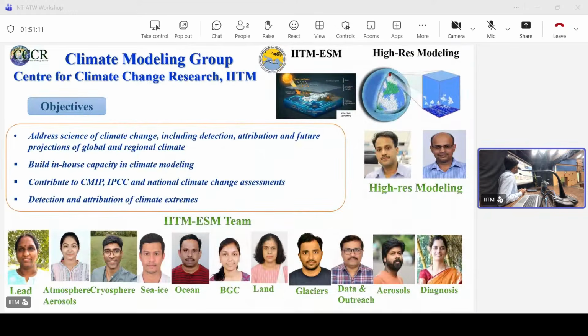So this is our group. Our objective is to understand the science of climate change, including the detection and attribution of climate extremes. And like Dr. Datta just mentioned, we are working towards building in-house capacity in climate modeling. We contribute to IPCC, CMIP, and the National Climate Change Assessment Report as well.